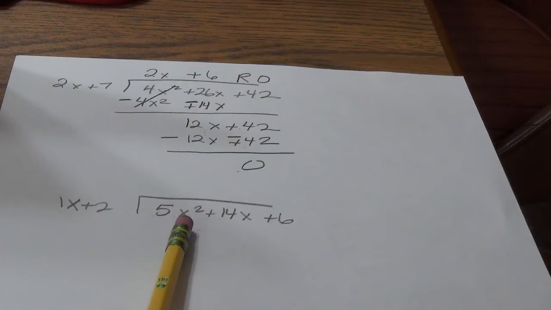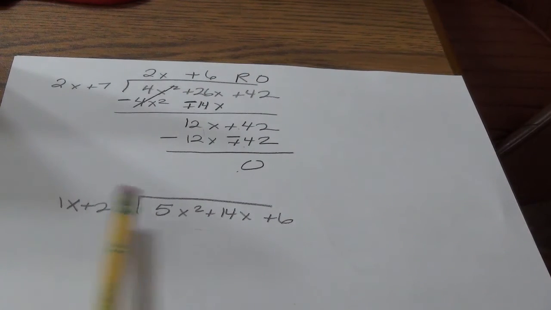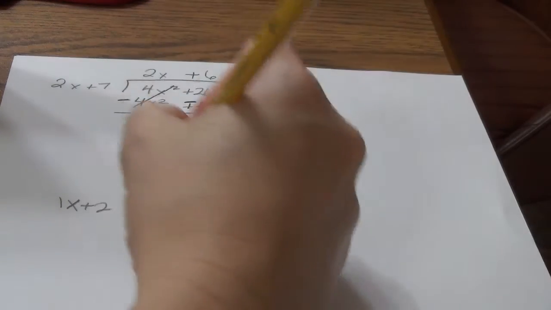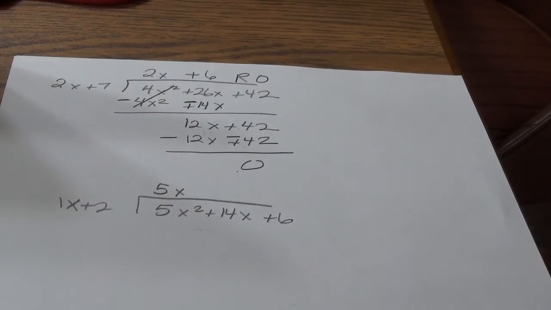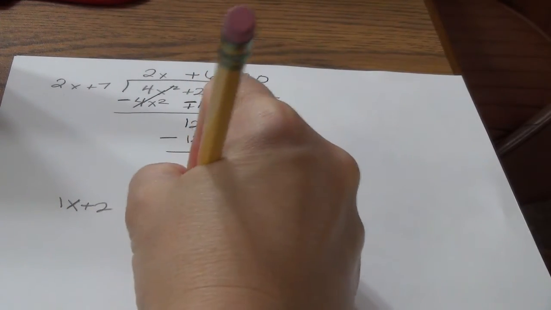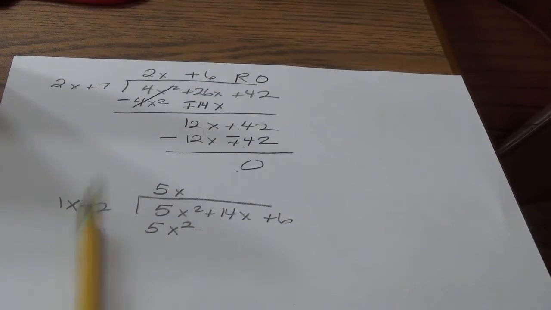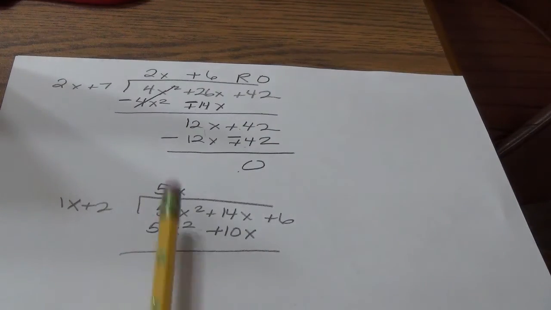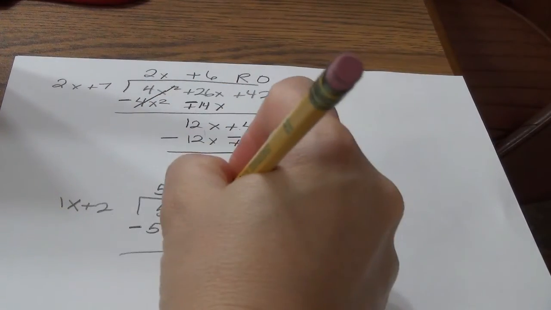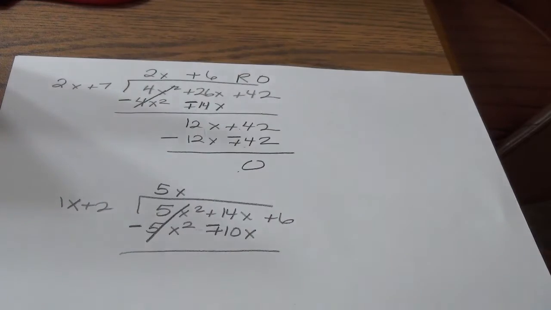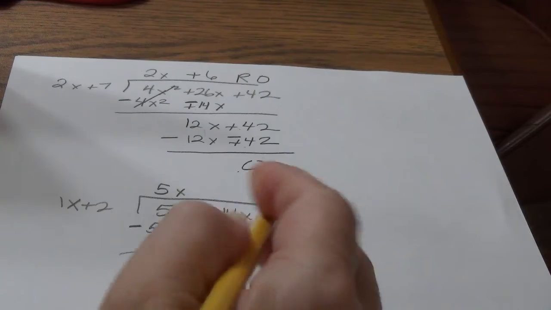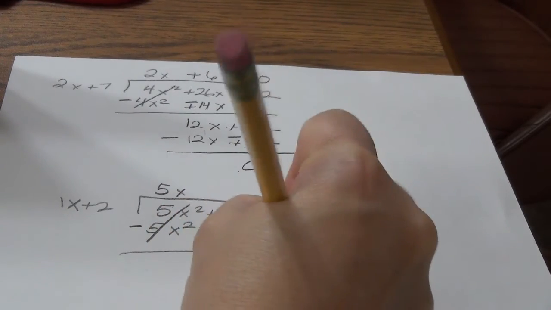What times 1x gives me 5x squared? Well, 1 times 5 would give me 5. I have an x, but I need an x squared, so I need to have another x up there. 5x times 1x is 5x squared. The 5x times the 2 would be plus 10x. Then I have to subtract. So I'm going to change my signs. Since they're both positive, I'm going to make them both negative so I can cancel. So now I have 14 minus 10, which is 4x plus 6.